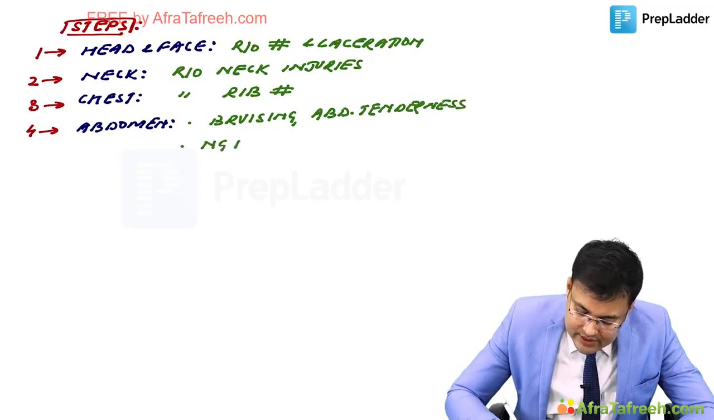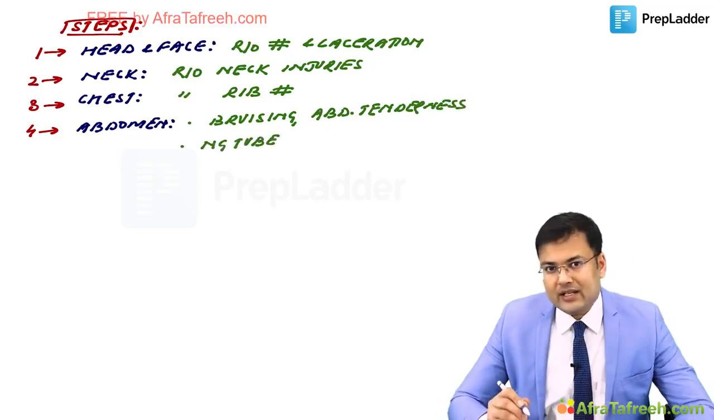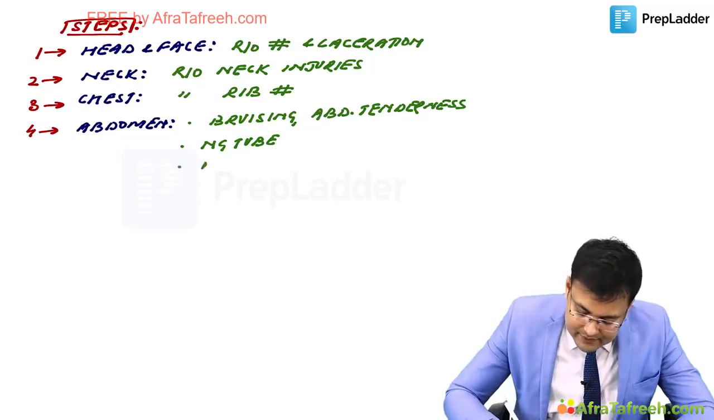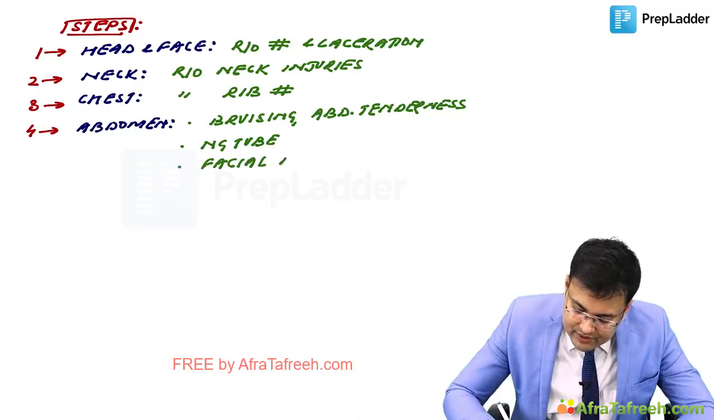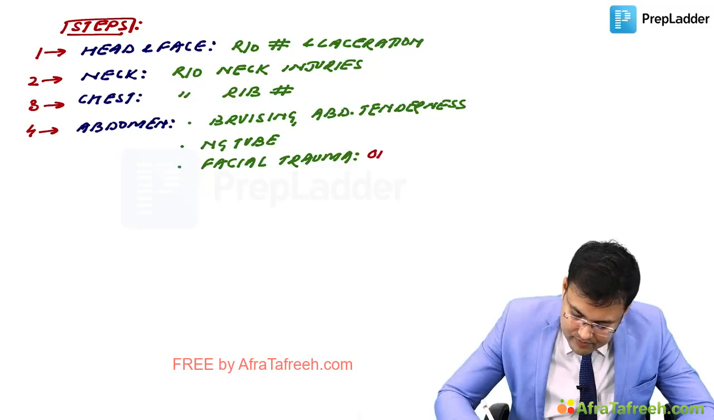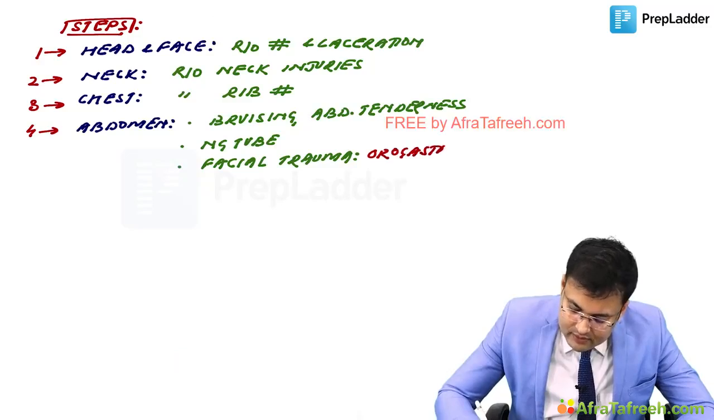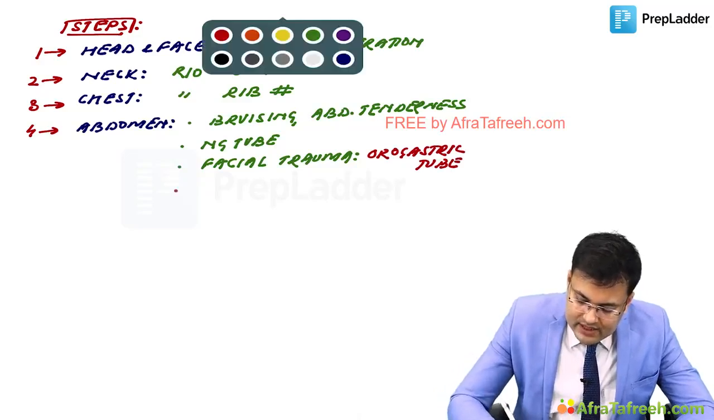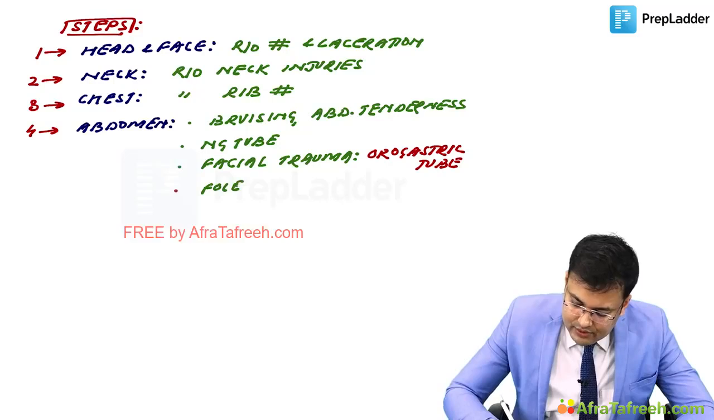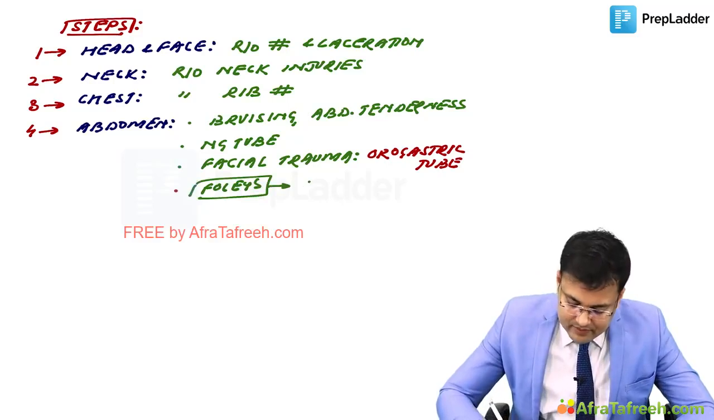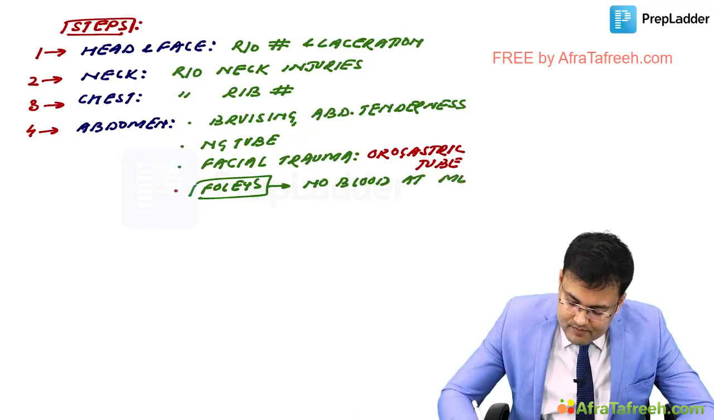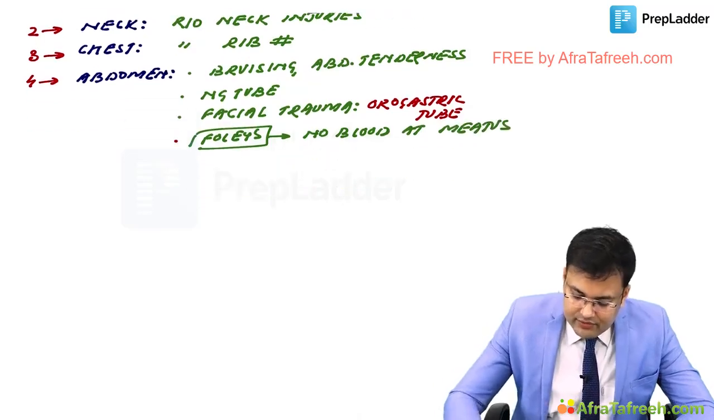Insert nasogastric tube. This was the question which was asked in AIIMS. In patients of facial trauma, we have to insert an orogastric tube. Foley's catheterization: insert Foley's if there is no blood at the meatus. So this is the fourth step.